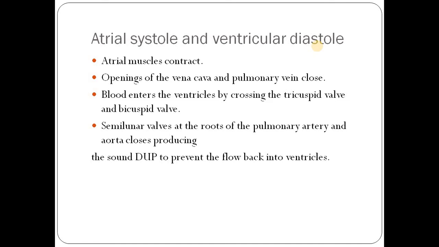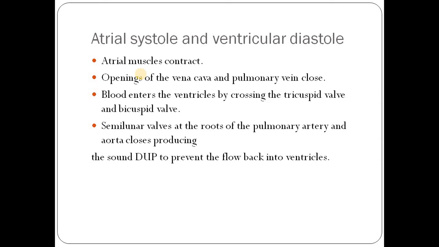So what happens during this atrial systole? We are going to focus on what happens exactly. The atrial muscles will contract, and you all know that the auricles are the receiving chambers. The right auricle will receive deoxygenated blood by the vena cava, whereas the left auricle will receive oxygenated blood from the pulmonary vein. This is happening simultaneously, at the same time.